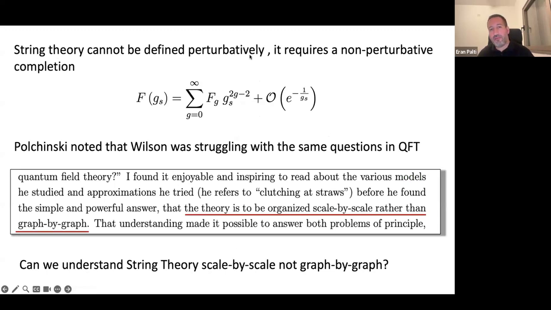This means that string theory cannot be defined perturbatively. It doesn't make sense to define it perturbatively because at some point the perturbative expansion doesn't make sense anymore. And it requires a non-perturbative completion. And so that means that, for example, if we're calculating the free energy, then we have this perturbative series, but then we have to add some new terms. And it's not so hard to figure out what these new terms should be like, because you can look at what is the magnitude of the smallest term in this series when this series breaks down. And that smallest term behaves like the exponential, like e to the minus 1 over g_s.